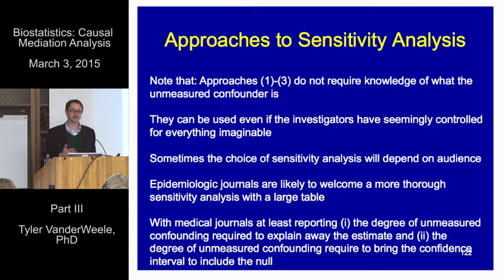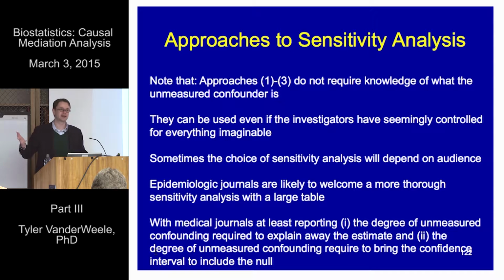And it can be done in a very straightforward way, even in a clinical journal. At the very least, you can just report how much confounding is required to explain away the estimate completely, how much confounding is required to reduce the confidence interval to include 0. I think those two pieces of information alone provide the reader with a great deal of information. And it doesn't take much text. You can give one sentence in the method section, one sentence in the results, and that's it.